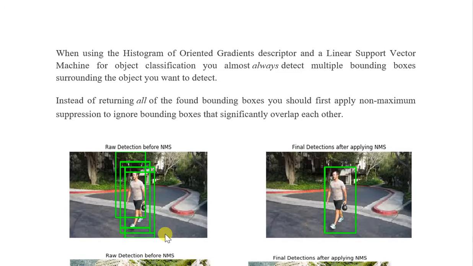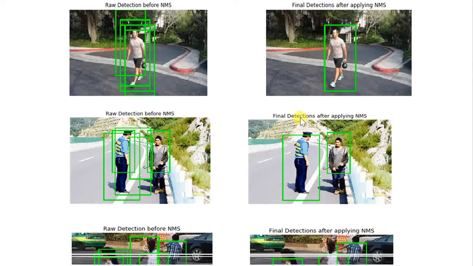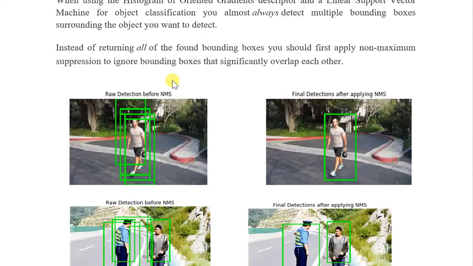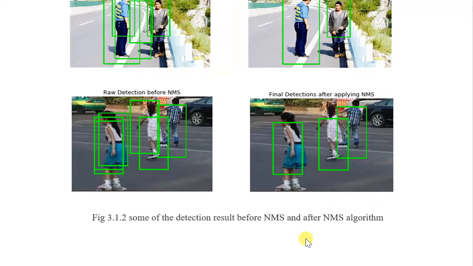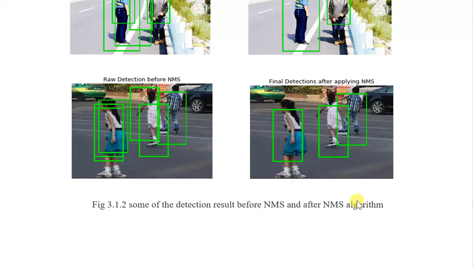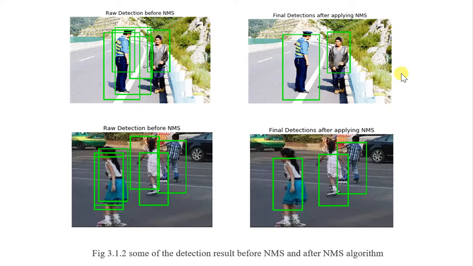When using the histogram of oriented gradients descriptor and a linear support vector machine for object classification, we almost always detect multiple bounding boxes surrounding the object we want to detect. Like here, we have detected the object but with multiple boxes, and instead of returning all of the bounding boxes, we want only one box for one person. So for that we apply non-maximum suppression to ignore bounding boxes that significantly overlap each other. Like in all these images, by applying this algorithm we have suppressed the bounding boxes, as we can see. Some of the detection results before NMS and after NMS are shown here. Thank you for watching this video.